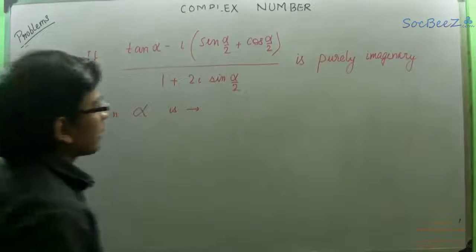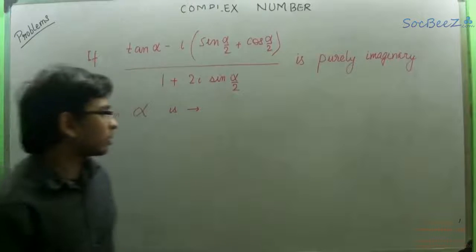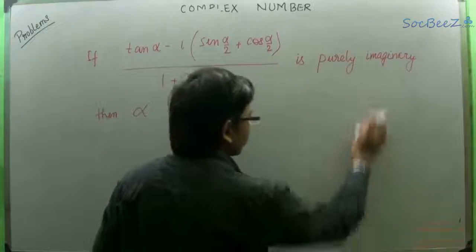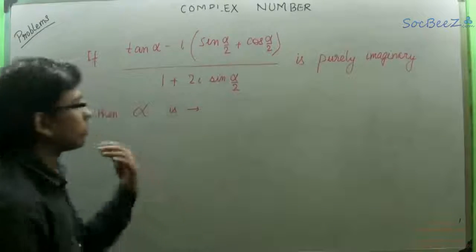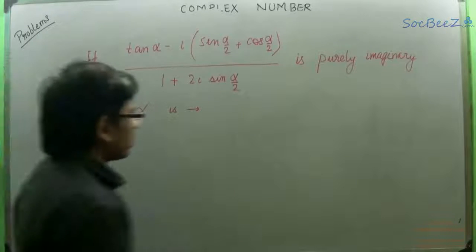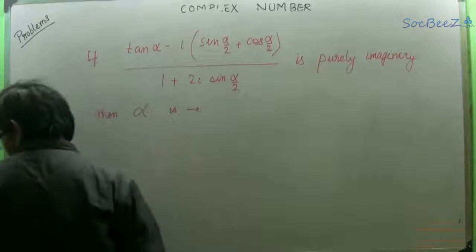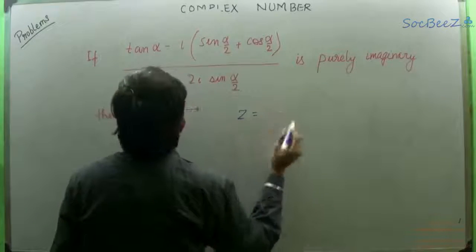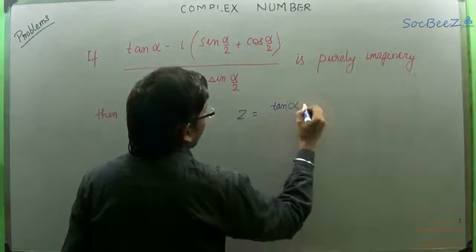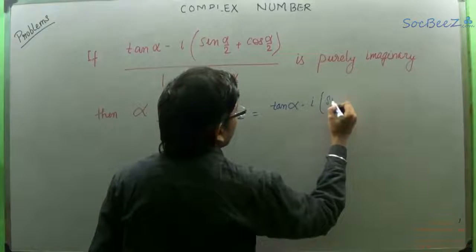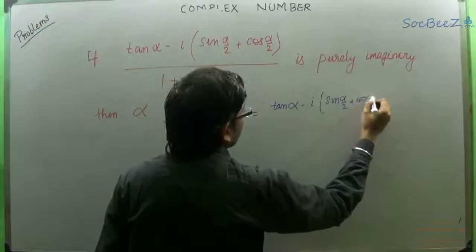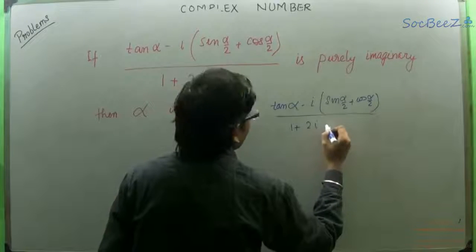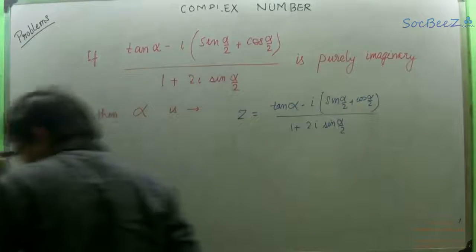A complex number is purely imaginary. What does it mean? It means that it has zero real part. That is, a purely imaginary complex number lies on the purely imaginary axis on our Argand plane. So we have 0 as its real part. So if we denote this complex number by z, z is tan alpha minus i times sin alpha upon 2 plus cos alpha upon 2 upon 1 plus 2i sin alpha upon 2, right?